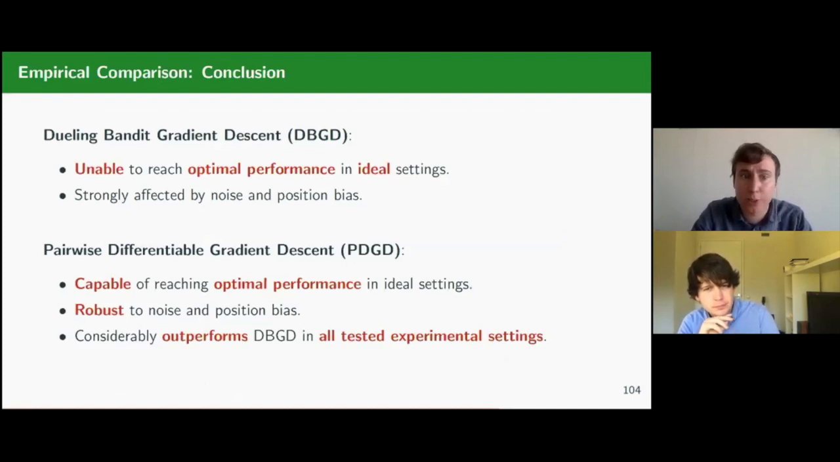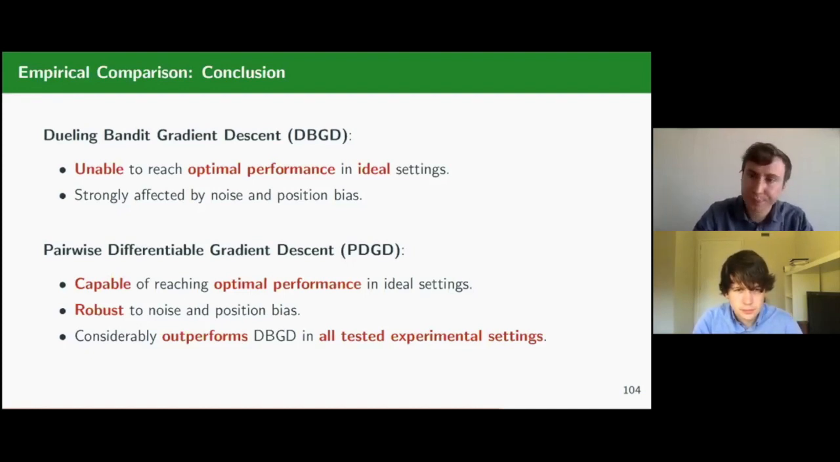Whereas the pairwise differentiable gradient descent is capable of reaching optimal performance in these ideal settings. It is robust to noise and position bias, as we've just seen. It seems to perform very well even with large amounts of noise and position bias, and it considerably outperforms dueling bandit gradient descent in all tested experimental settings that we have available. So that's a very, very strong point in favor of this pairwise differentiable gradient descent method.